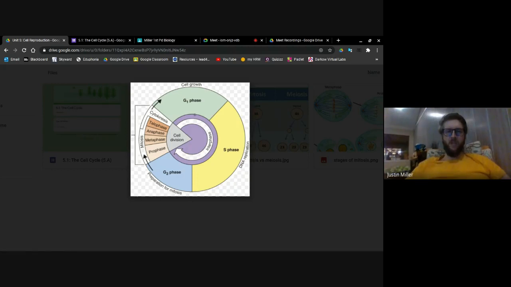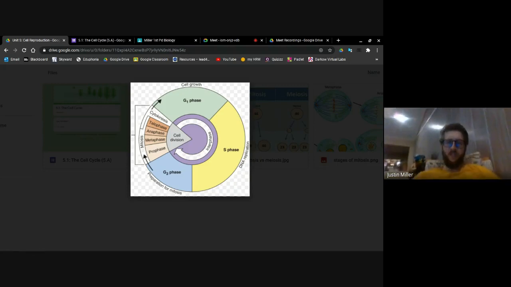And in the first gap phase, or G1, the cell is just growing. That's why it says cell growth right there. Not a whole lot's going on. It's just growing. And then when it gets to a certain age, it enters what's called the S phase. Now, S stands for synthesis. The word synthesis means to make. And in this case, what the cell is making is a new copy of DNA. That's why it says right here, DNA replication.